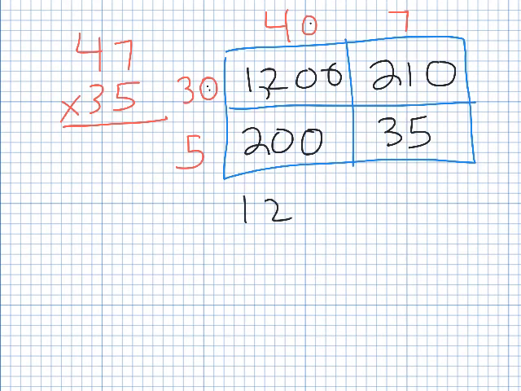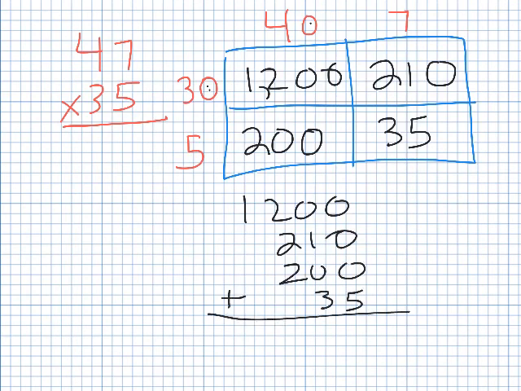Then we take our partial products, we add them together, and we get a total product of 1,645. Again, if you didn't get that total, go back and see where you made your mistakes. You might watch this again and check out what you need to do to fix it.